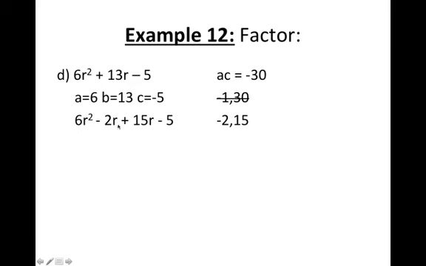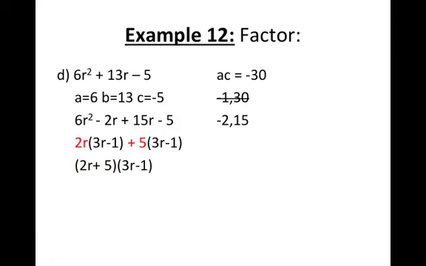Let's see. I'm going to pair these two together. I'm going to be able to factor out 2r, and that's going to leave me with 3r minus 1. Out of my second pair, I'm going to be able to factor out a 5. So I'm going to have 5 times 3r minus 1. So I have 2r plus 5 times 3r minus 1. And that is my factored form.